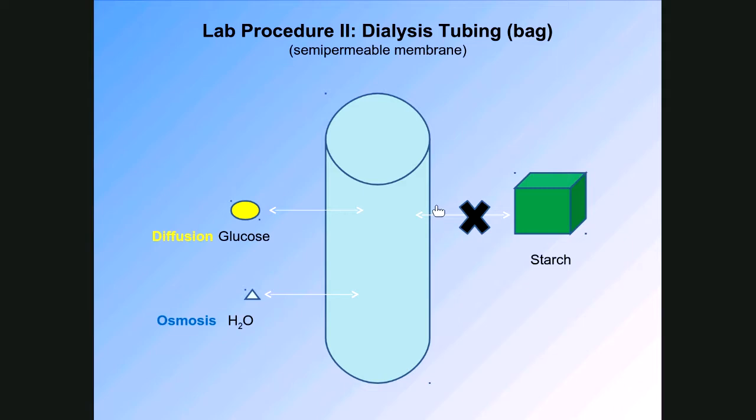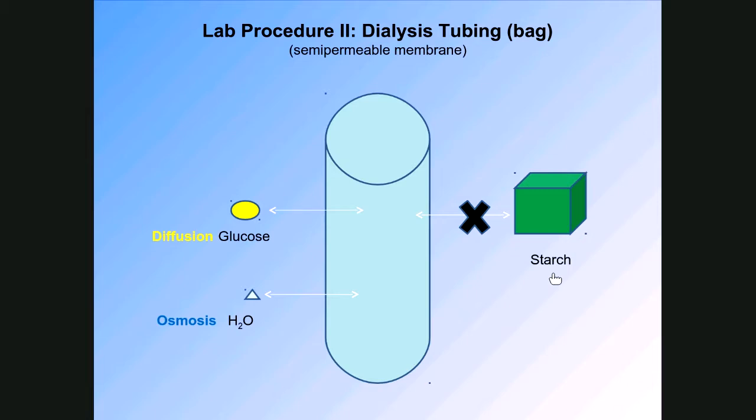That dialysis tubing, when you work with it in person, it looks pretty solid, but it's actually a semi-permeable membrane. It's definitely permeable to water. That's why I have the arrows going both ways. And it's even permeable to glucose. But if you recall, you have to know what starch is. It's a carbohydrate like glucose, but it's not a monosaccharide, it's a polysaccharide.